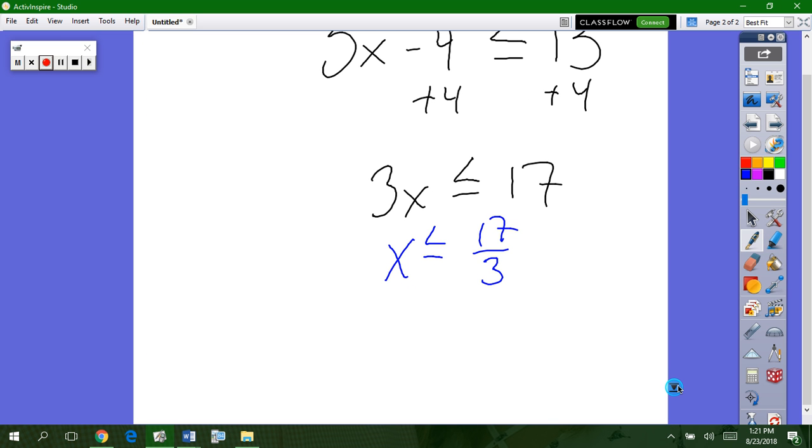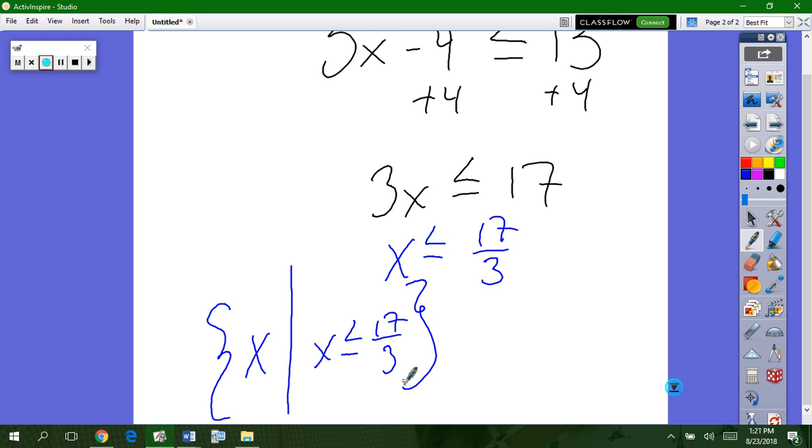Let's put it in set builder notation. Really the only thing different is you use the curly brackets, then x, bar, which means such that, x is less than or equal to 17 thirds, curly brace.